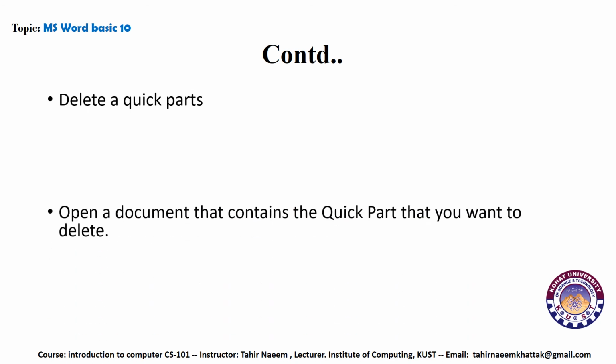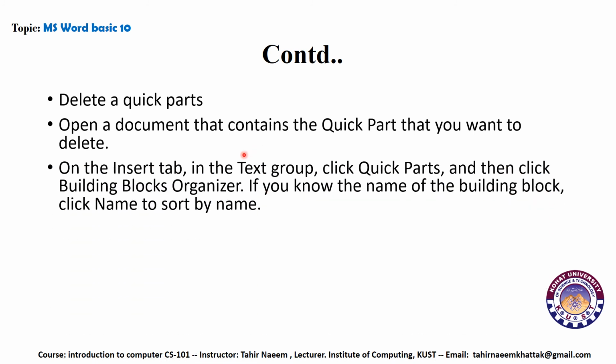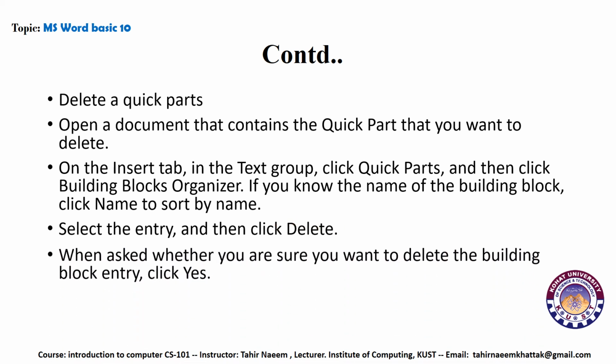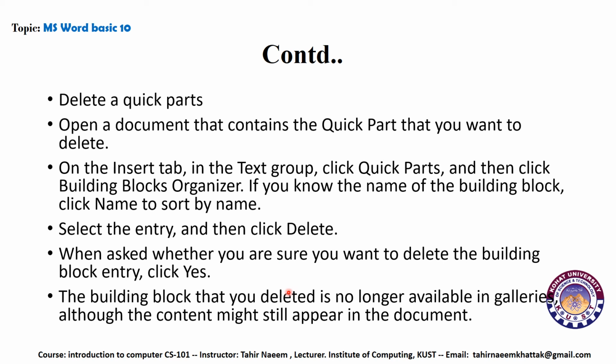Delete a Quick Part. Open a document that contains the Quick Part that you want to delete. On the Insert tab in the Text group, click Quick Parts and then click Building Blocks Organizer. If you want to find the name of the building block, we will sort by name. Then we'll select the entry and click Delete. When asked whether we want to delete the building block, it will reconfirm, and we have to click on Yes. The building block that we deleted will no longer be available in the galleries, although contents might still appear in the document.